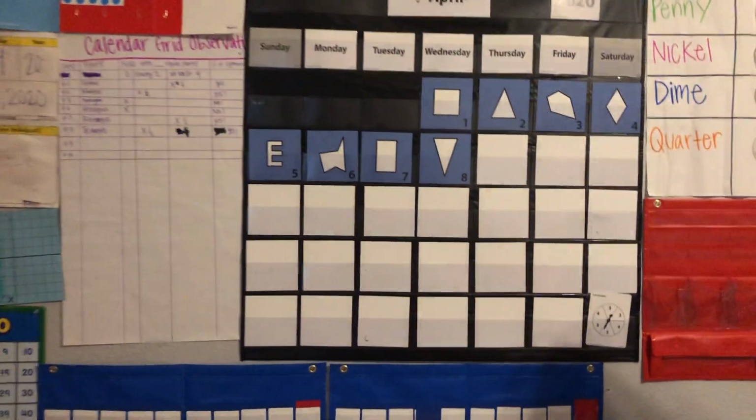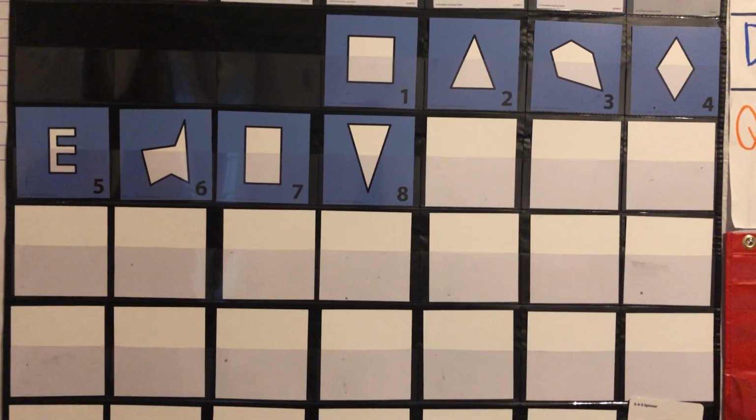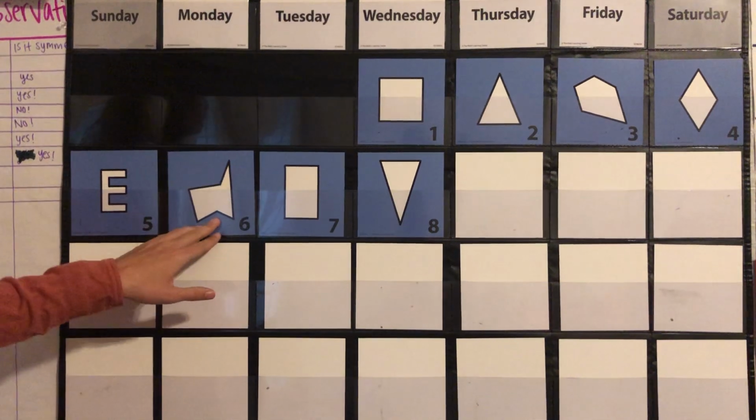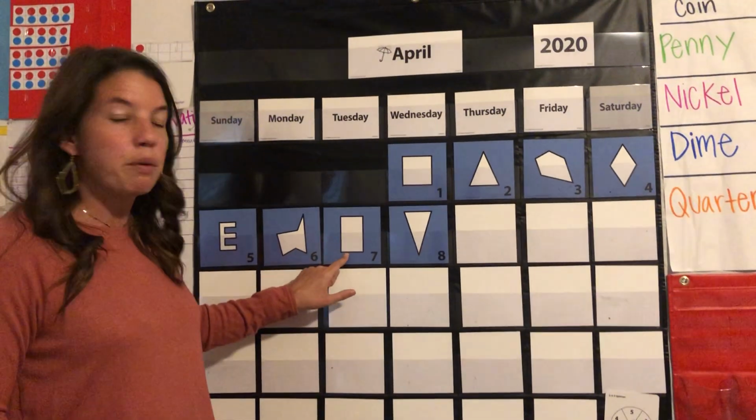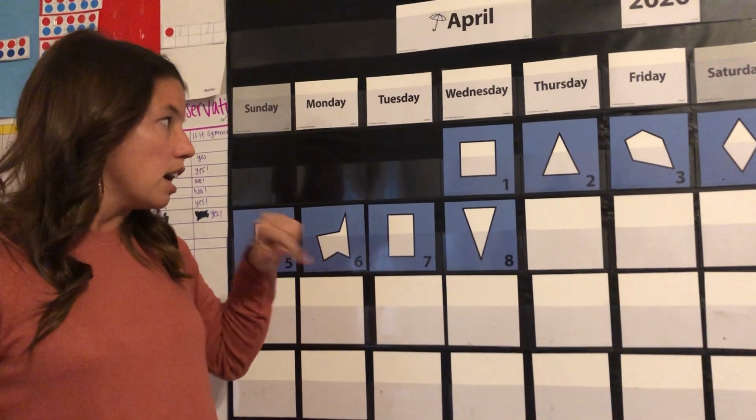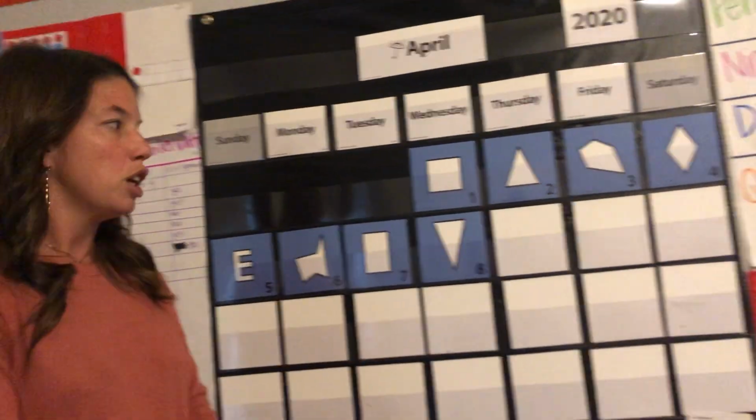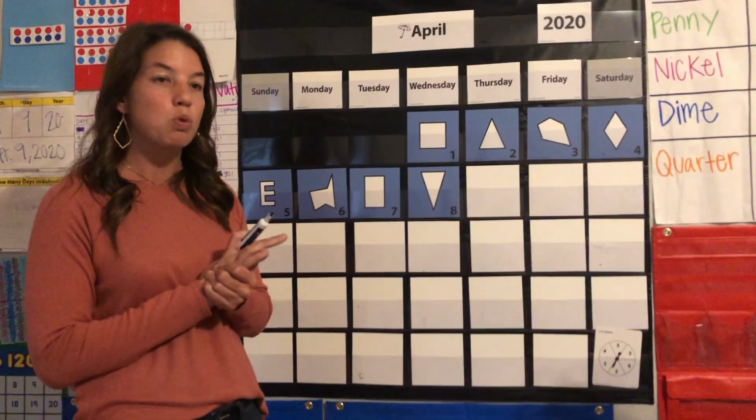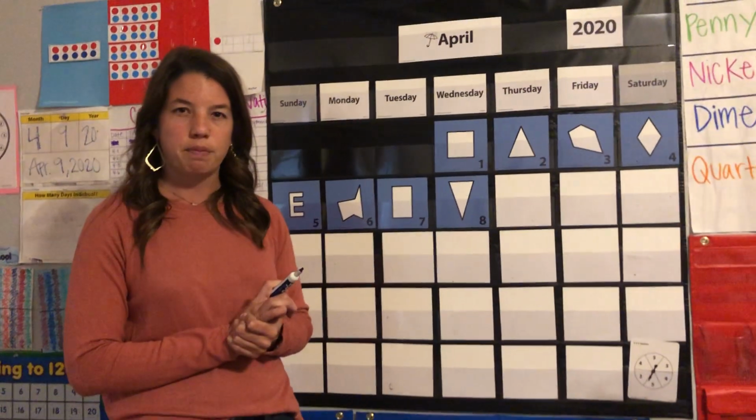All right, let's look at our calendar grid observations. Let's try and predict what we think will be on today's calendar marker. On Monday, we had a hexagon that was not symmetrical. On Tuesday, we had a rectangle that was symmetrical. And then on Wednesday, we had a triangle that was symmetrical. Remember, we said it's symmetrical if it can fold into at least 2 equal parts. So what do we think today's will be?